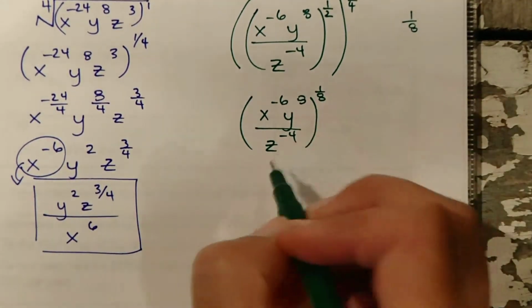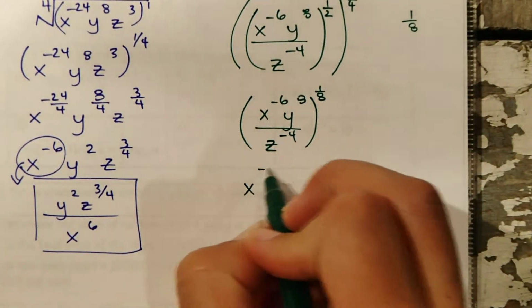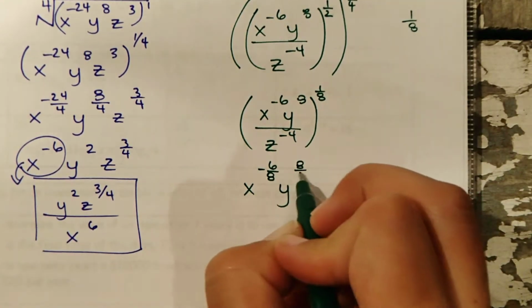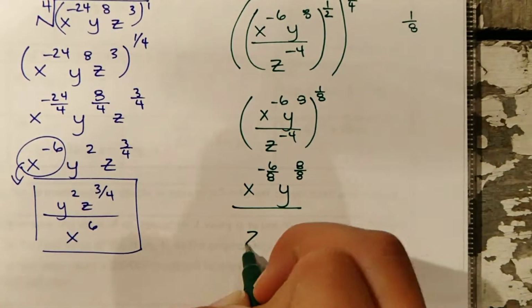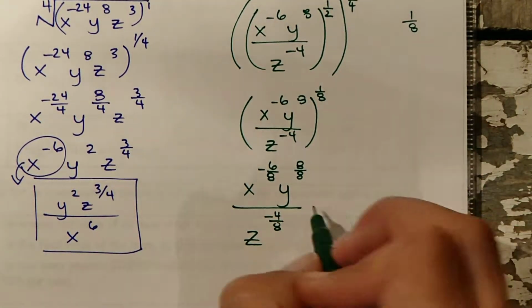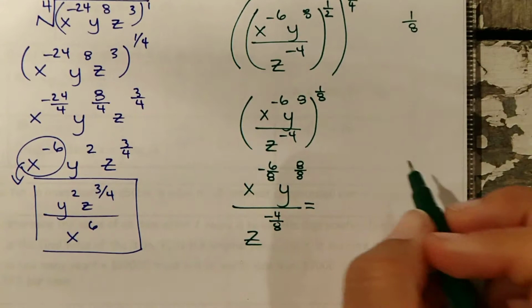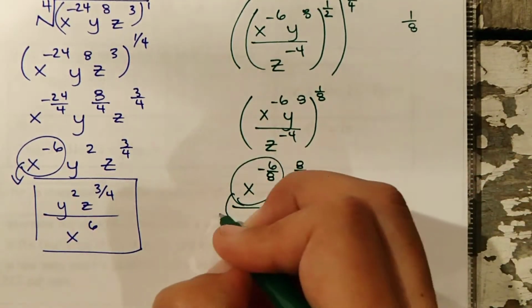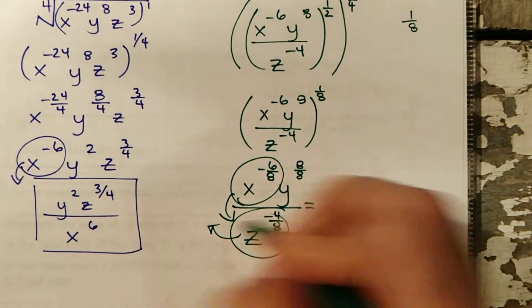So now we distribute that 1/8 to everything. So x to the negative 6/8, y to the 8/8 over z to the negative 4/8. You can simplify this further. And let's simplify and flip them. So this one needs to go down. This one needs to go up.